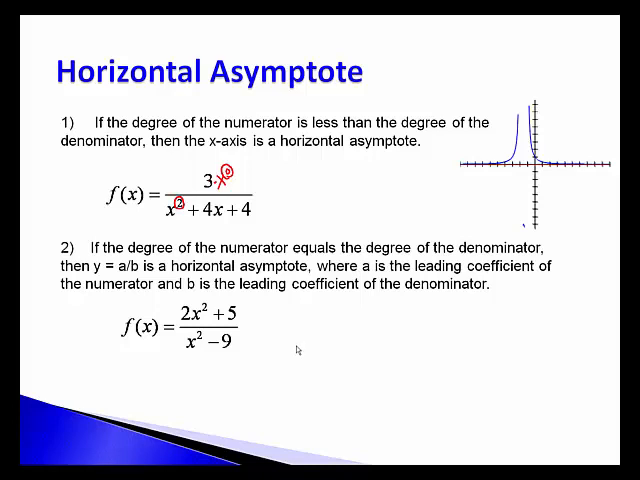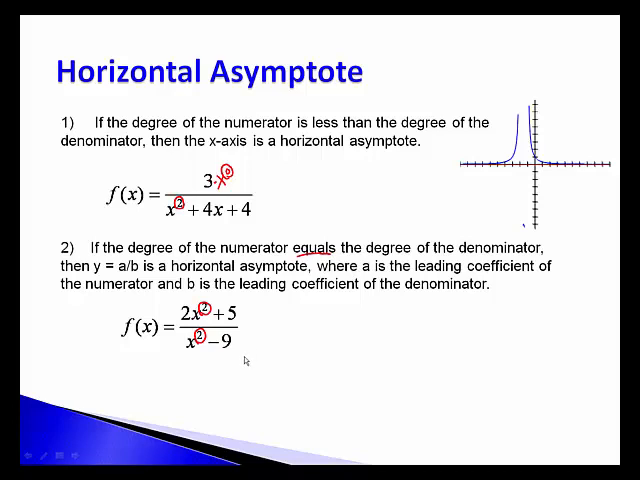The rule says if the degree of the numerator equals the degree of the denominator. So let's first identify those degrees. Well, the first one right here is a 2. The degree of the denominator is also 2. So they're equal, and we're in this situation right here. So we are using rule number 2.